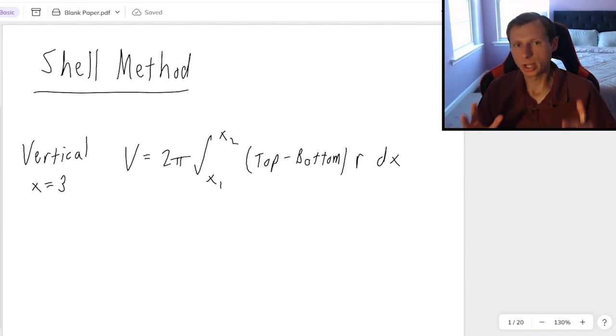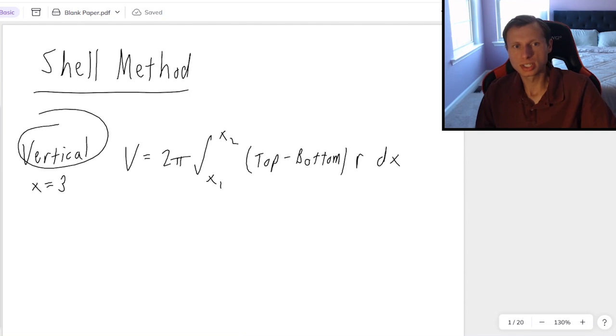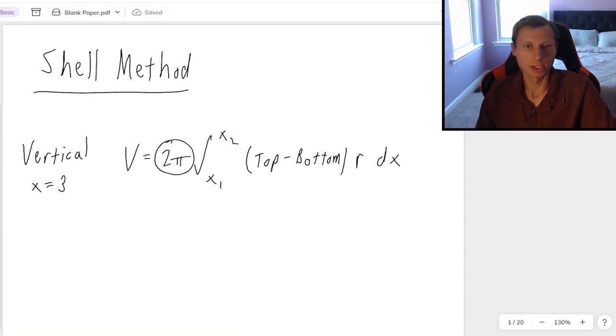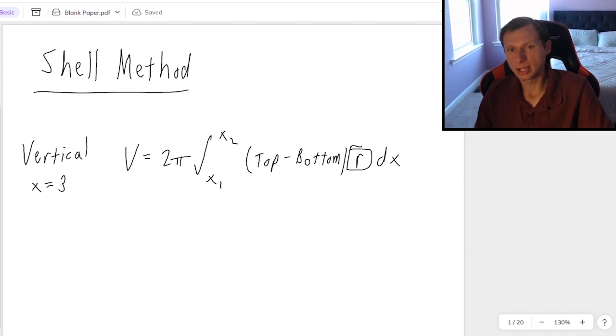So a couple things right off the bat we see different from disk and washer method. Number one, horizontal axis of rotation got x's in disk and washer method. Now it's flipped. Now vertical gets x, and horizontal is going to get the y's. Second thing that's different: in disk and washer method, that was pi. However, in shell method, it's 2 pi. Don't forget that. And then finally, the last difference: I said it was top minus bottom squared in disk and washer, but it is not squared in the shell method. Instead, you need to multiply by the radius.